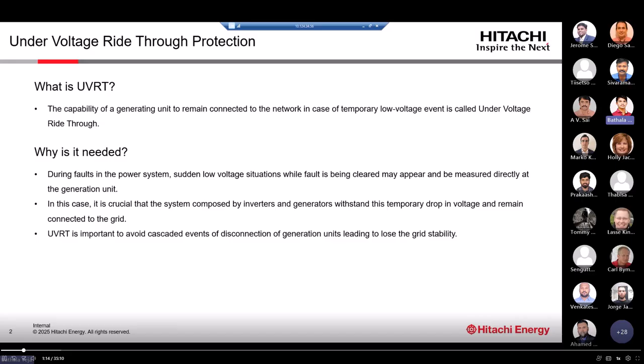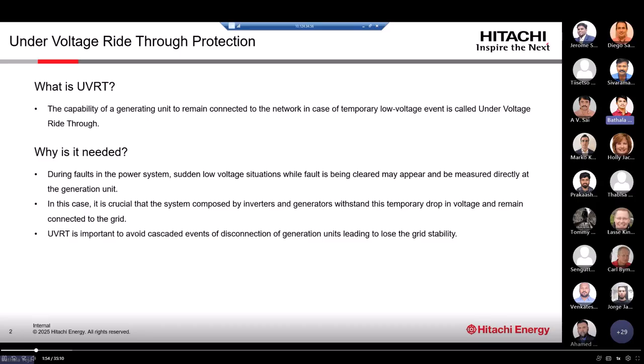UVRT basically means under voltage ride through. It is the capability of the generating unit to remain connected to the grid when a transient under voltage condition happens. Why is this UVRT needed? During transient faults there can be a voltage dip for a short period of time. During that time, our protection functions may operate and disconnect the generating unit from the grid. So this will lead to a lot of stability issues from the grid point of view.